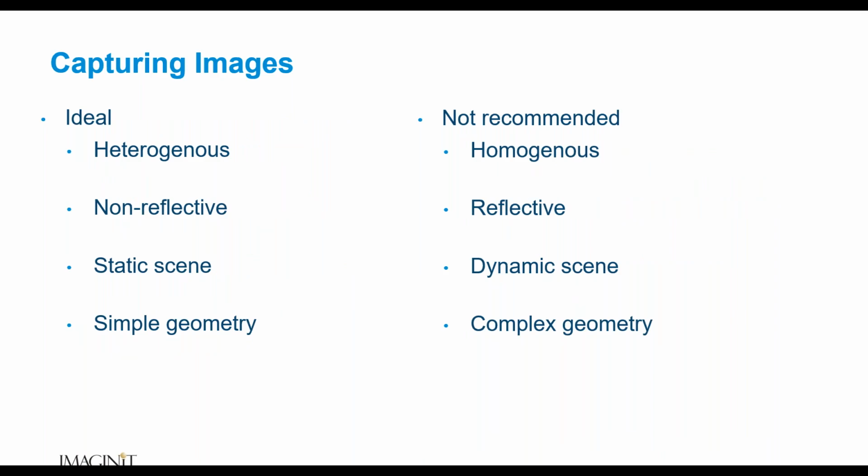So ideally, when creating photos for photogrammetry, we want heterogeneous, non-reflective, static scenes with simple geometry. Homogeneous, reflective, dynamic scenes with really complex geometry are going to cause issues. Okay. Can they be done? Yeah, they can. Again, there are some tricks you can use to get those types of scenes into the program and get some decent results. But they're just things that we generally want to avoid.